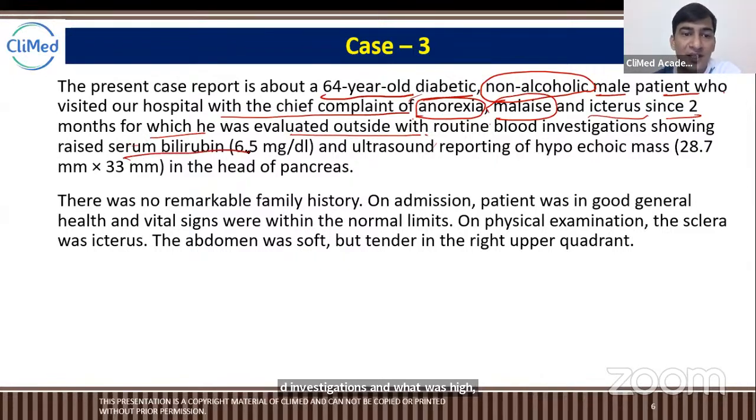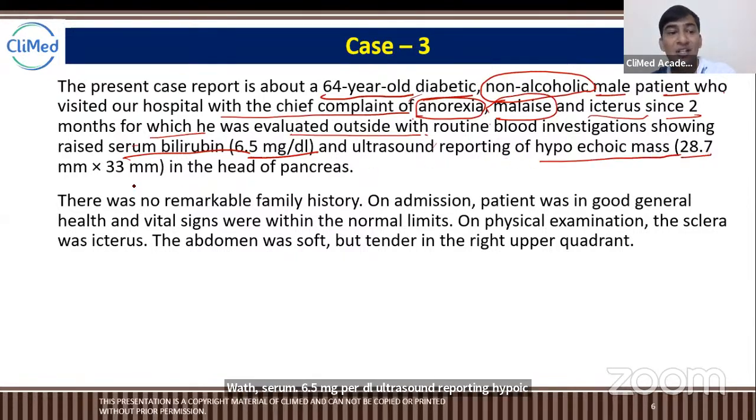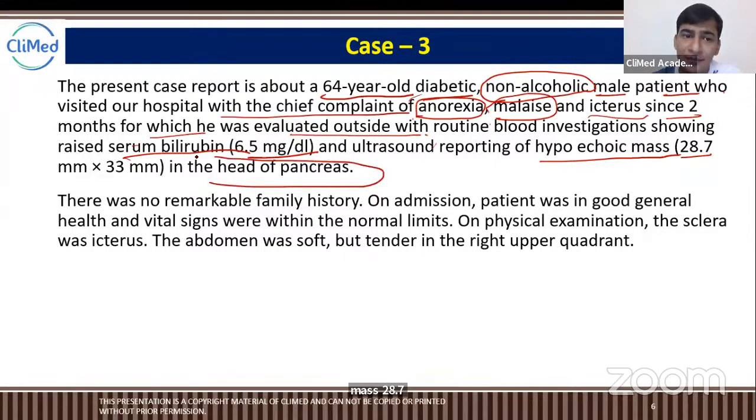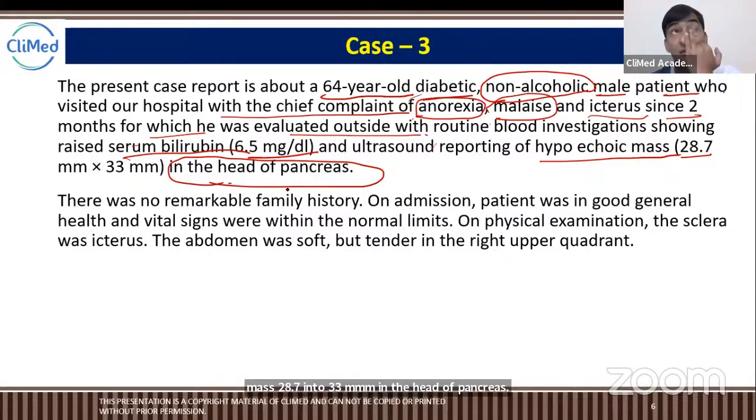Serum bilirubin was 6.5 mg per dl. Ultrasound reporting hypoechoic mass 28.7 mm by 33 mm in the head of pancreas. So guys, can you tell me what exactly is this, the type of cancer? What exactly is the diagnosis?